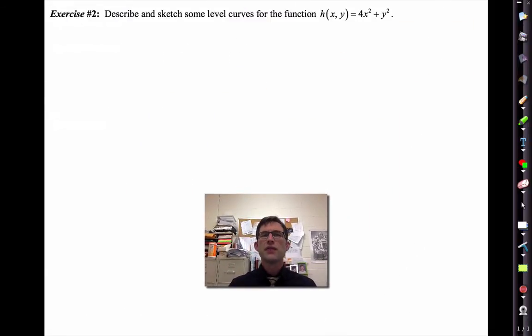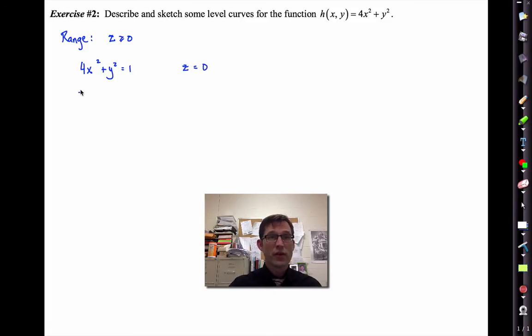Describe and sketch some level curves for the function 4x squared plus y squared. 4x squared plus y squared. All right, well, just as a side note, it's good to note that the range of this thing is z greater than or equal to 0, right? So that's good, because that means we can start with all sorts of things. We can say, well, let's take a look at what happens when z is equal to 1. What kind of points give me this?